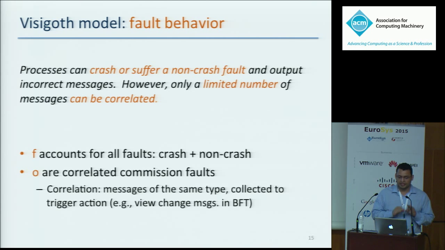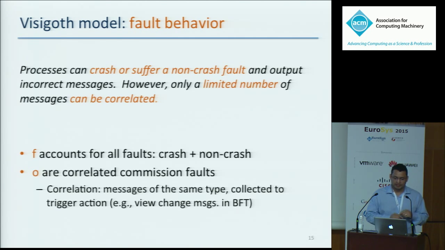The goal here is to capture non-malicious data corruption that stems from transient hardware faults, such as bit flips and memory corruptions. In the Visigoth model, we say that processes can crash or suffer a non-crash fault and output incorrect messages. All this universe of faulty messages is captured by the parameter f.